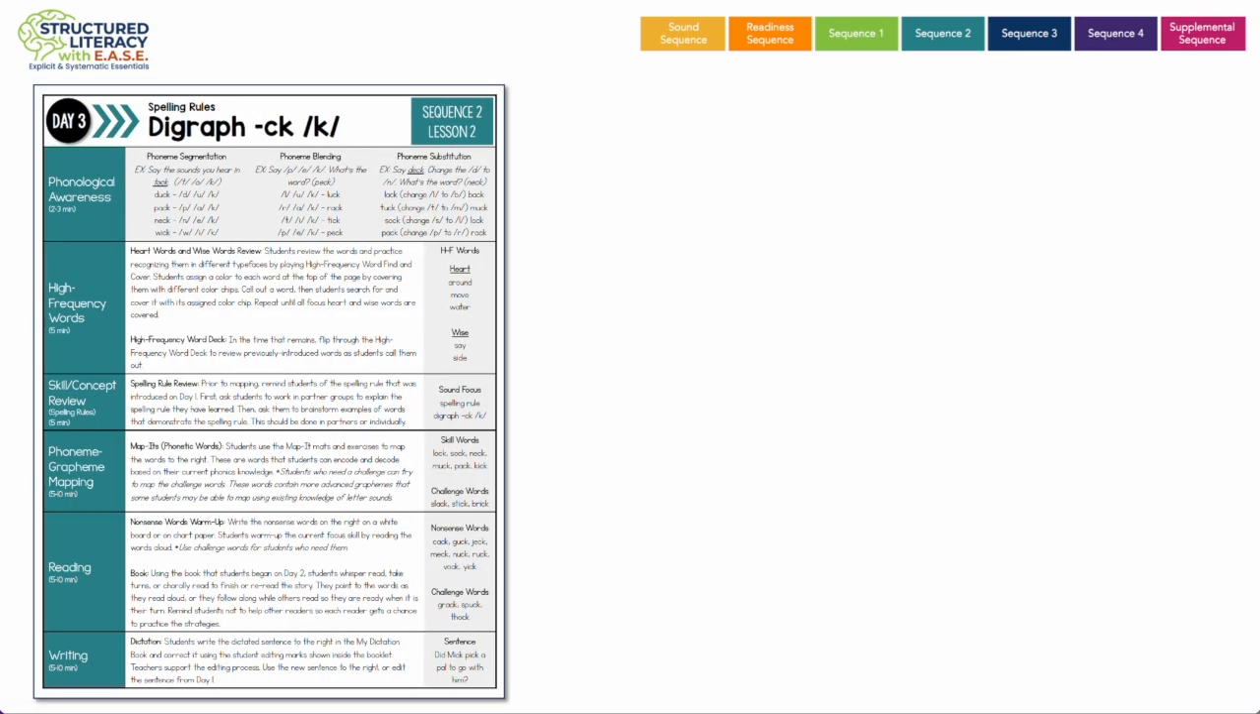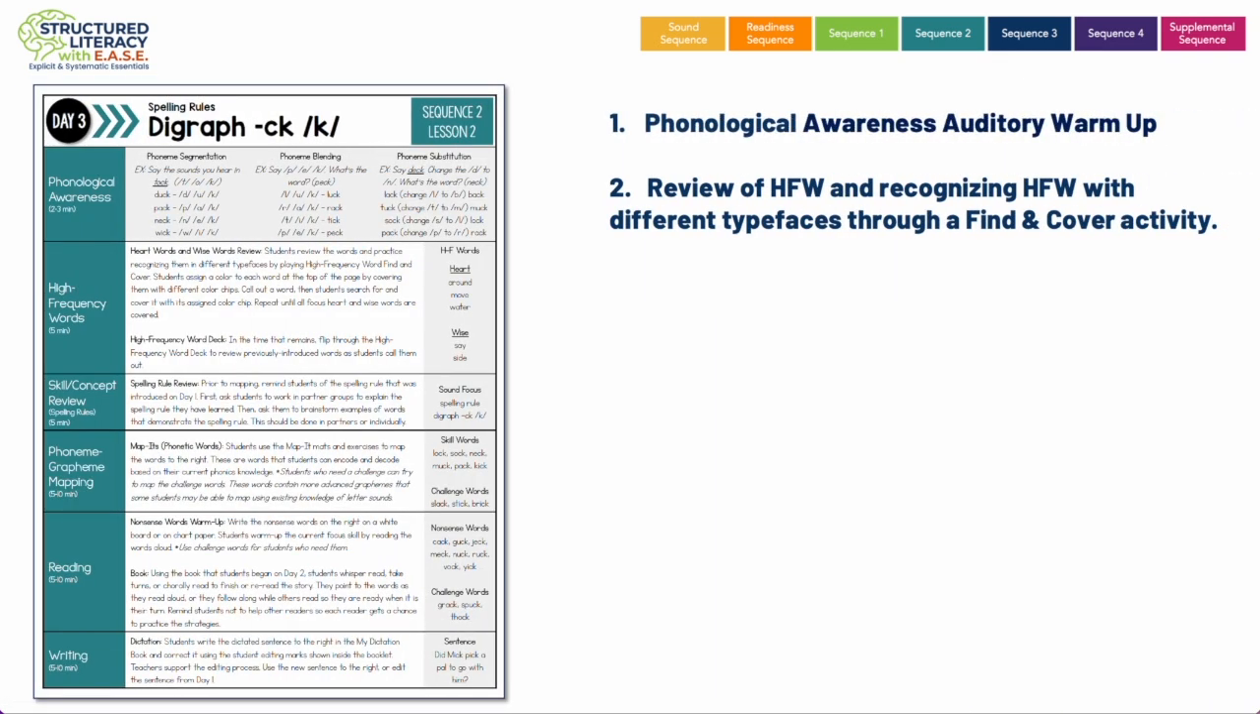And then we move into day 3. Again, day 3 starts with the phonological awareness warm-up. Each of those days we're focusing on a different type of phonological awareness activity. The activities get a little bit more difficult with each day. As we're moving into day 3, we're focusing on phoneme segmentation, phoneme blending, and phoneme substitution, those higher level phonological awareness skills.